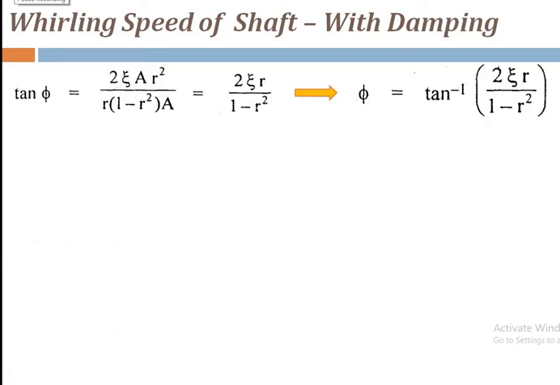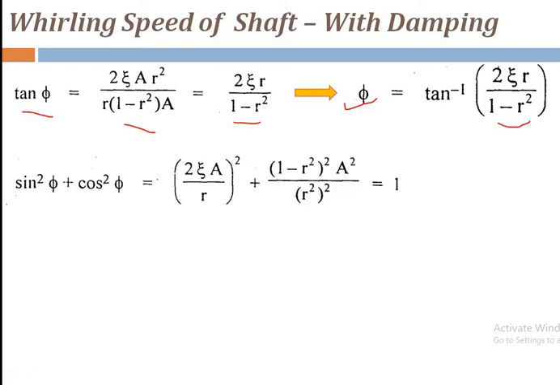Now take the ratio of equation number 6 and 5, that is sin phi by cos phi equal to tan phi, and tan phi equal to this value, and after simplification we get angle phi equal to tan inverse of 2 zeta r by 1 minus r square.